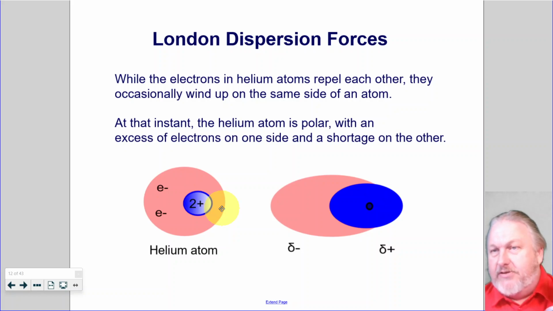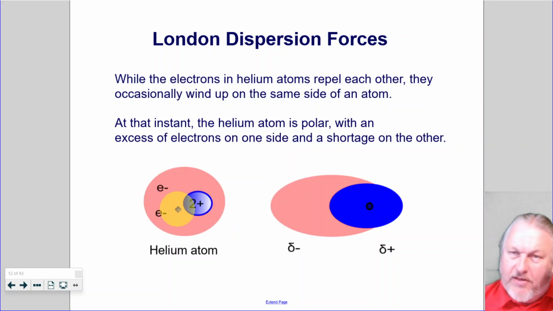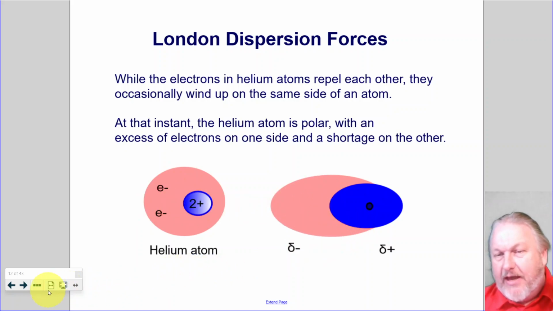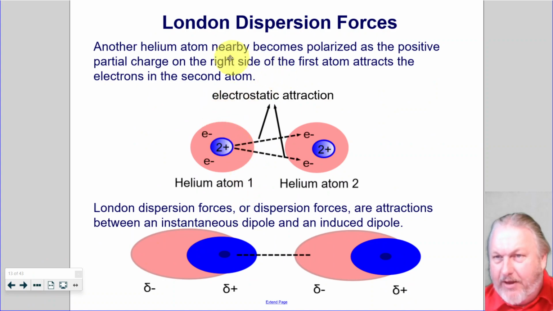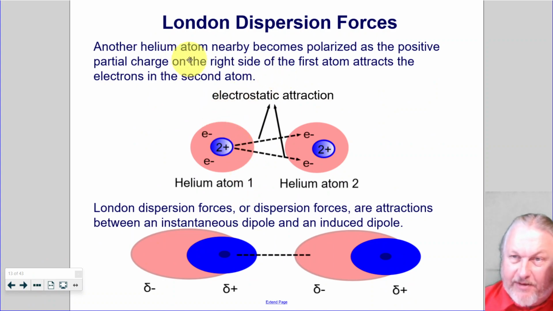Now the electrons in the helium are going to repel each other, right? But sometimes they're going to end up on the same side of an atom. When this happens, the atom is polar, with an excess of electrons on one side and a shortage on the other. So when those electrons go on that side of the atom, you're going to have a dipole, which can induce another one, right? Because there's another helium atom near it.